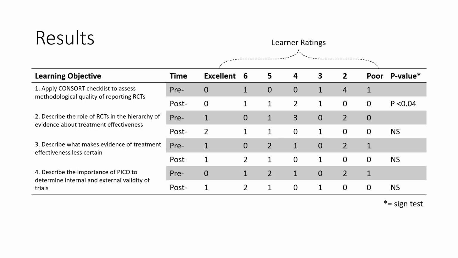Only 7 of the 82 students at NRC attended the session. Despite scheduling the evaluation into the session, only 5 of the 7 students completed the post-session questionnaire. When we looked at students' self-rated knowledge about the 4 learning objectives, there was a statistically significant knowledge improvement for the learning objective of apply CONSORT checklist to assess methodological quality of reporting RCTs. The statistical test was based on the 5 students who completed both the pre- and post-session questionnaires.